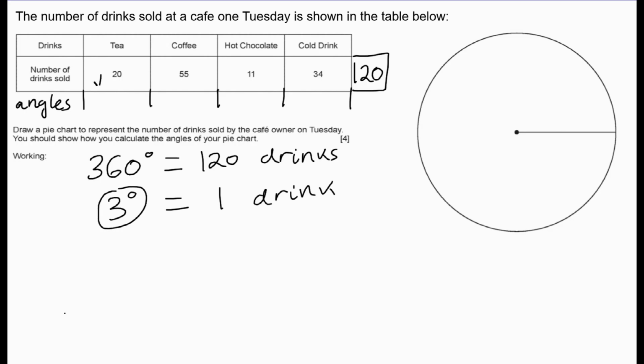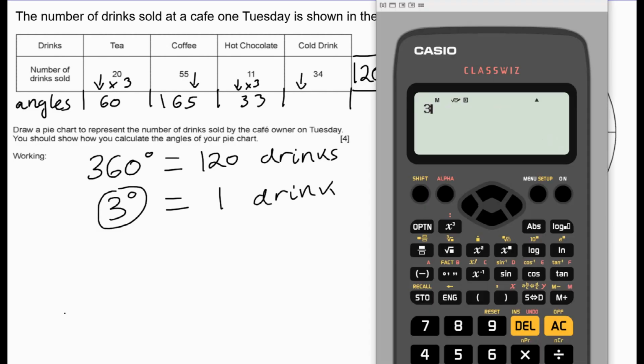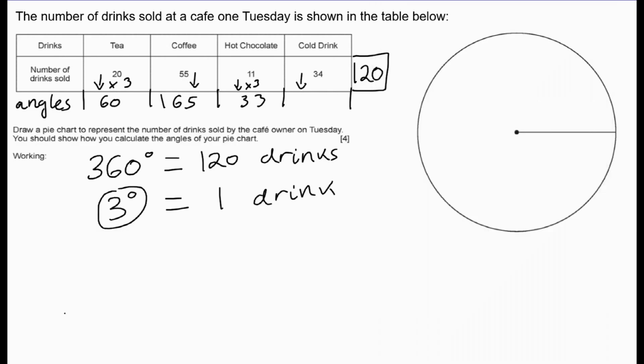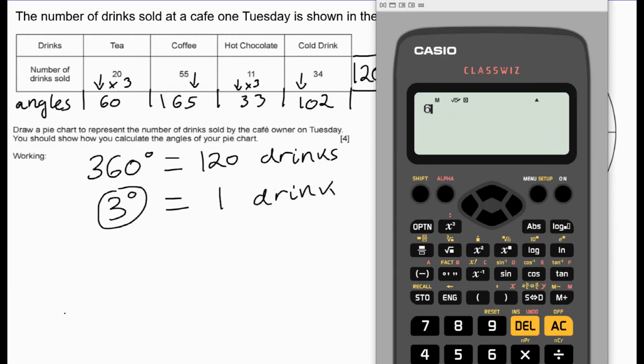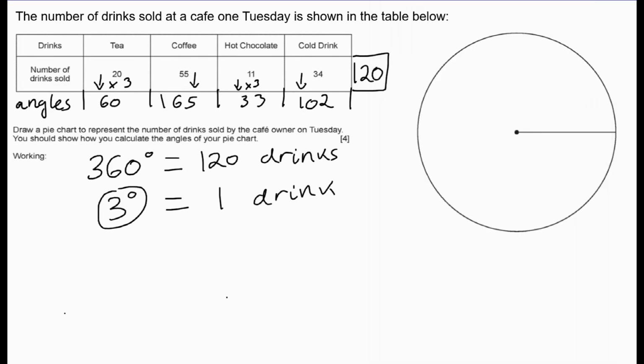So to work out how many degrees I need for tea, I would just do 20 times 3, which is 60. How many degrees for coffee? 55 times 3, which is 165. How many degrees for hot chocolate? 11 times 3, which is 33 degrees. 34 times 3 for cold drinks, and that's going to be 102. What I'm going to do now is just check that these add up to 360. And they do, which suggests that we've got it right.